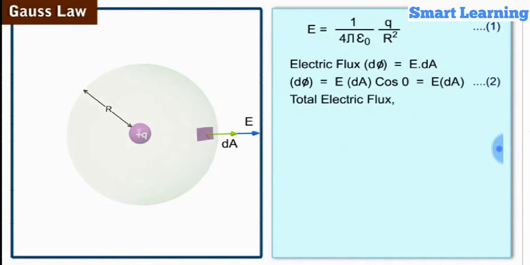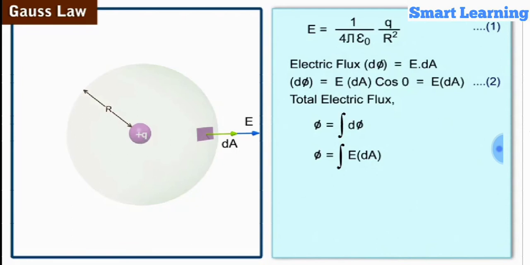To find the total electric flux phi through the Gaussian surface, we now integrate d phi. Therefore, phi is equal to integral d phi, and this is equal to integral E dA. The total electric flux can also be referred to as the net electric flux.